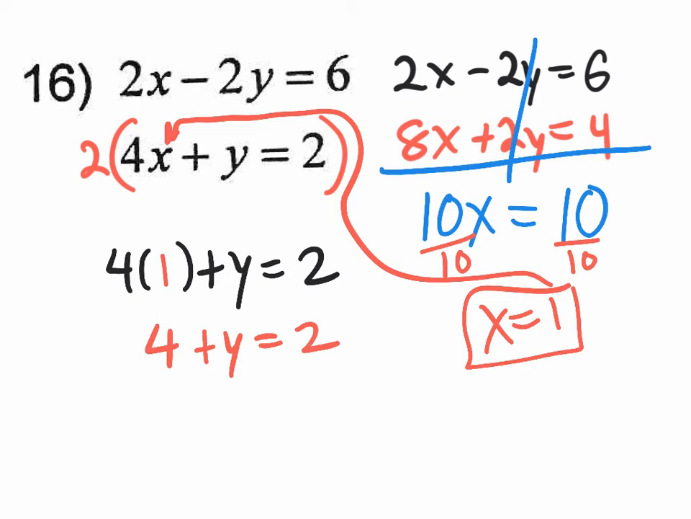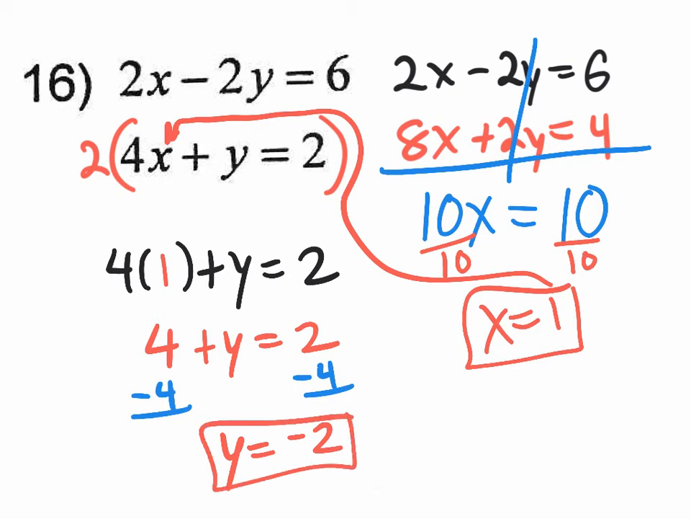Get rid of the 4 by doing the opposite, minus 4. What you do to one side, you must do to the other side of the equal sign. We end up with y equaling 2 take away 4 is negative 2. So you have your ordered pair answer 1, negative 2.